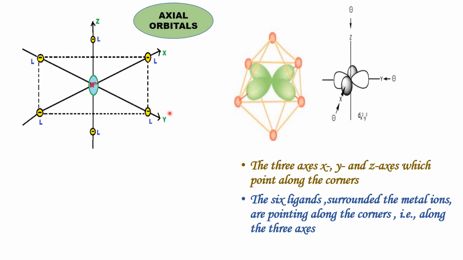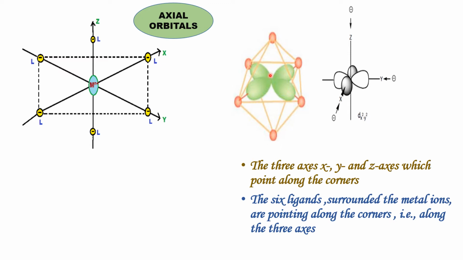So the ligands and the lobes of the d orbital here, that is dx square y square, are in the same direction. So electrons from the ligand and electrons from the metal ion cause a large repulsion here. Therefore, these ligands approaching the metal ion through the axis can cause a large destabilization to the axial dx square y square orbitals.